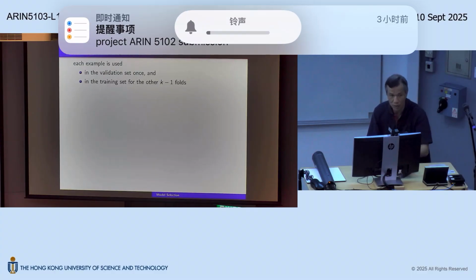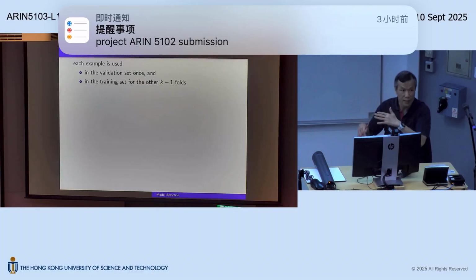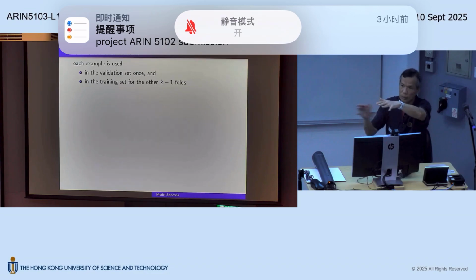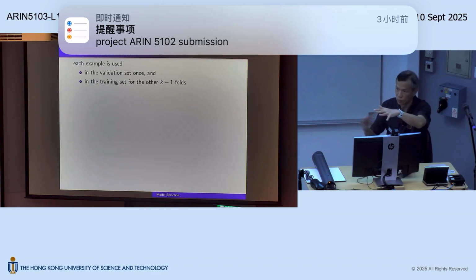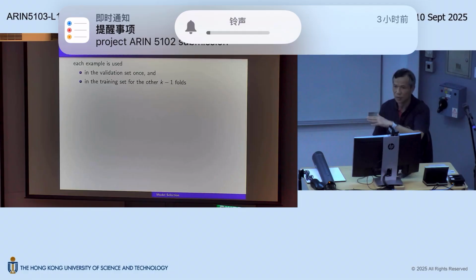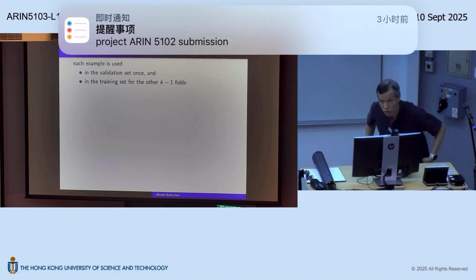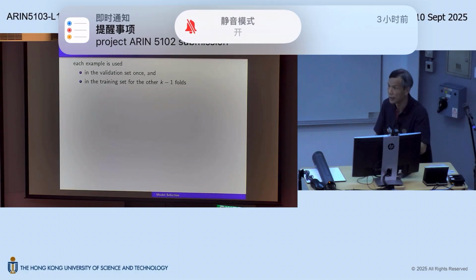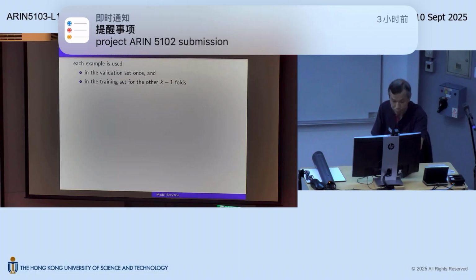k-1 times. This is more disciplined compared with the random partitioning approach, because if I cut it here, maybe some data sets will be used for training many times. But if you do cross-validation, all the samples are treated the same.